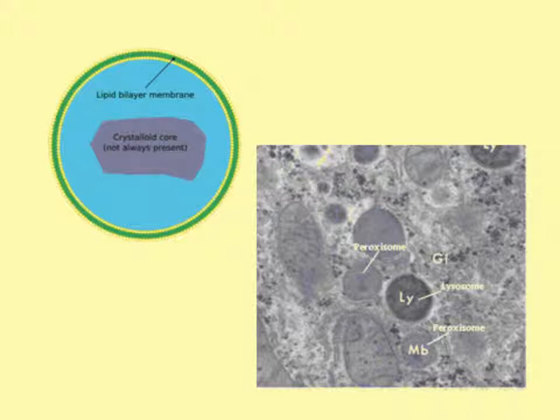Peroxisomes are small organelles that contain enzymes that oxidize fatty acids and amino acids, as well as detoxifying some poisons, such as alcohol. A byproduct of many of the reactions that occur in peroxisomes is hydrogen peroxide, which can damage membranes. Therefore, the organelle also contains an enzyme called catalase, which decomposes hydrogen peroxide to water and oxygen.